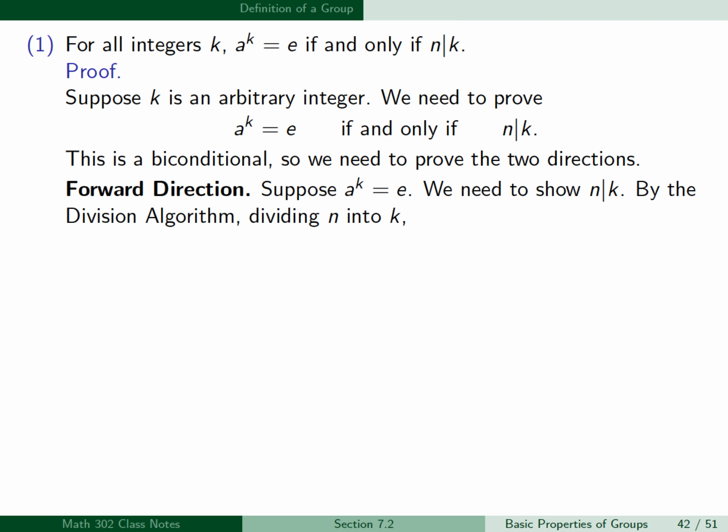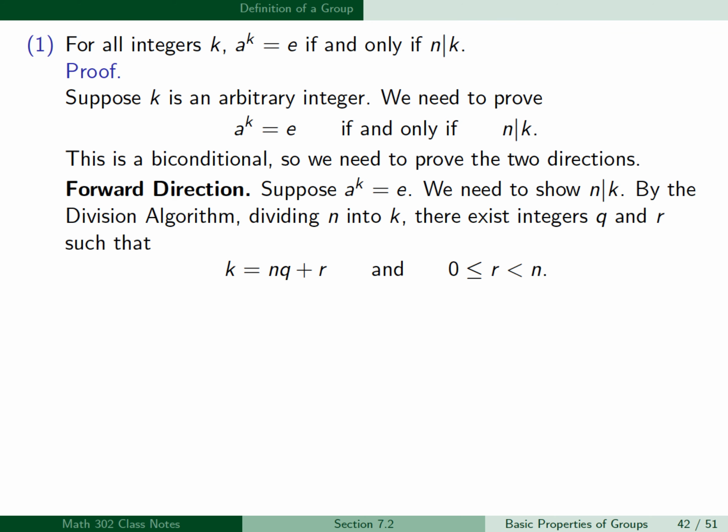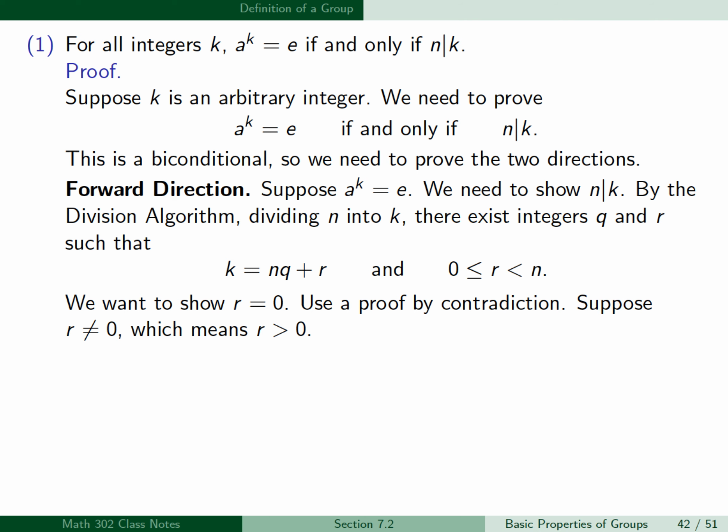By the division algorithm, dividing n into k, there exist integers q and r such that k is equal to nq plus r, and 0 is less than or equal to r is less than n. So our divisor is n, and our remainder r is greater than or equal to 0 and less than n. Now we want to show that the remainder r is equal to 0. This will imply that n divides k. So we'll use a proof by contradiction. Suppose r is not equal to 0, which means that r has to be strictly positive. We then need to derive a contradiction.